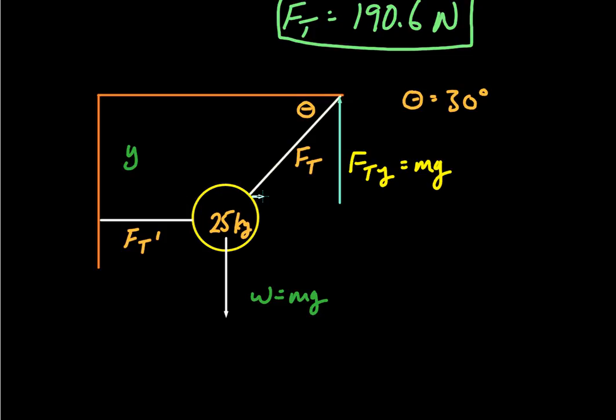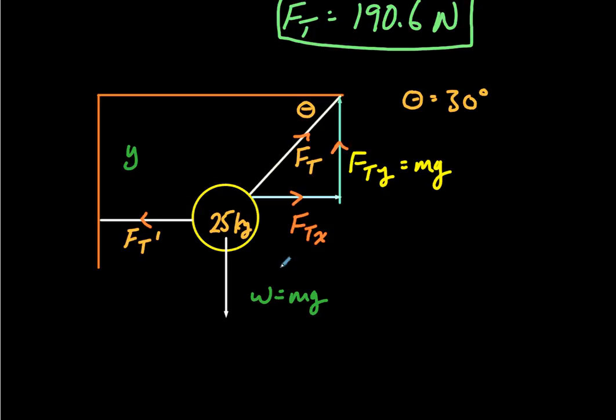And we'll put an x component there. Okay, so we'll call that FTX. And this FTX must be exactly equal to FT prime, right? So we put some arrows on here. This tension will be provided in a leftward direction because this tension is up and to the right, and therefore its components aim like this.